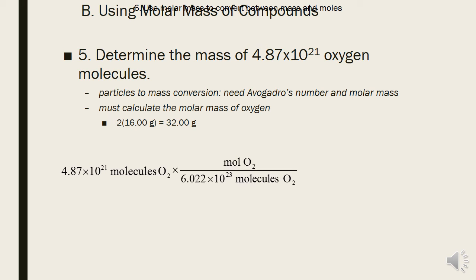So here's where we use Avogadro's number. Remember, 1 mole of anything is Avogadro's number of those things. So 1 mole of O2 would be 6.022 times 10 to the 23rd molecules of O2. So molecules of O2 would cancel. Now we can use that molar mass of oxygen. 1 mole of O2 has a mass of 32.00 grams. And moles of O2 cancel. And we get our mass of 0.259 grams of O2.